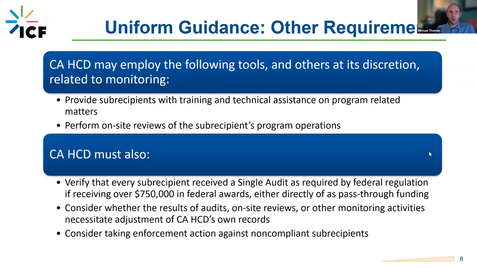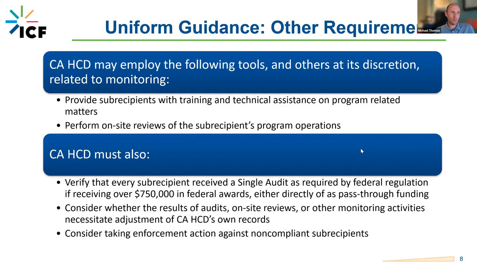There are some other requirements spelled out under the uniform guidance. Specifically, California HCD may employ the following tools and others at its discretion related to monitoring. So they can provide subrecipients with training and technical assistance on program-related matters and perform on-site reviews of the subrecipient's program operations. So what we're saying there, one thing that's really important is the monitoring process is not designed to just be an evaluation of compliance. It's also designed to be an opportunity to identify when technical assistance might be needed, and then to provide training to make sure that agencies can implement the program effectively.